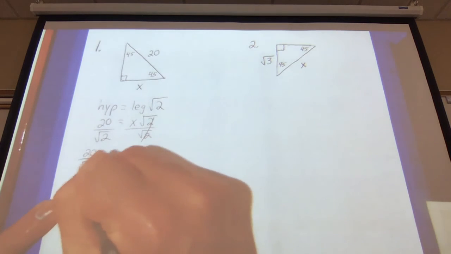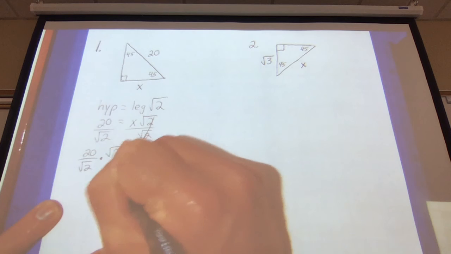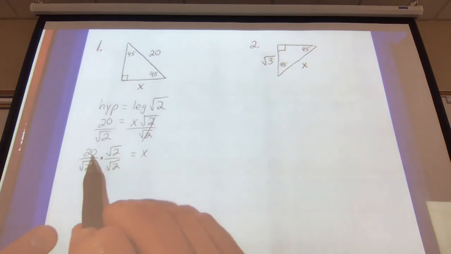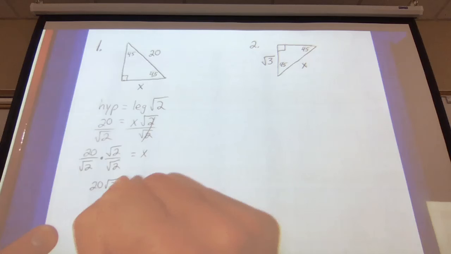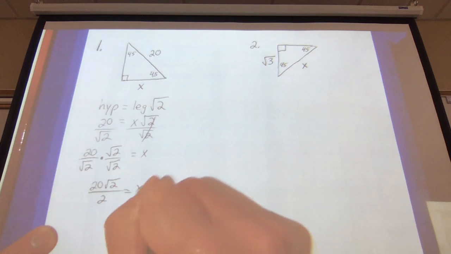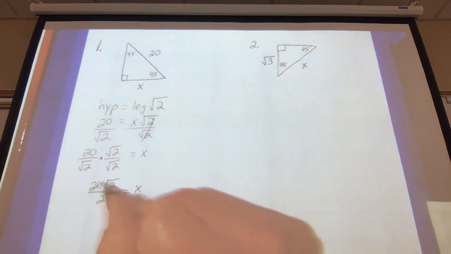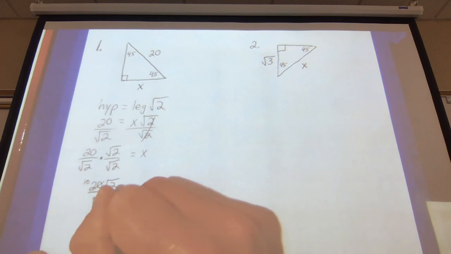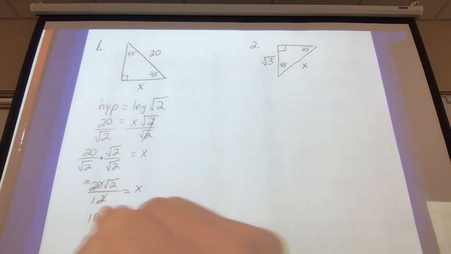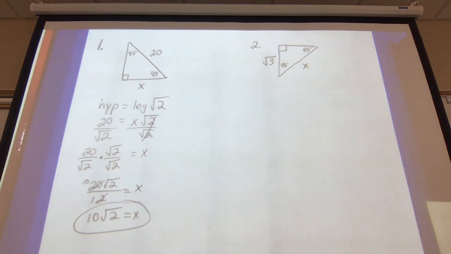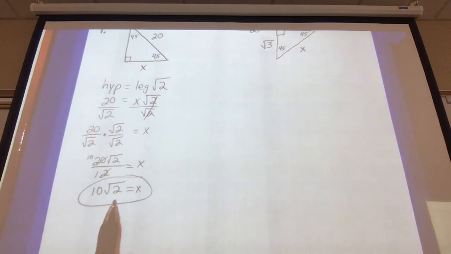We don't want to leave that square root of 2 in the denominator. So we're going to multiply by the square root of 2 over the square root of 2. On top, you get 20 times the square root of 2. Do the shortcut on the bottom to get 2. And then one last step. 20 and 2 can both be divided by 2. 20 divided by 2 is 10. 2 divided by 2 is 1. Simplest radical form, your answer is going to be 10 times the square root of 2. All right, any questions on how I got to here?